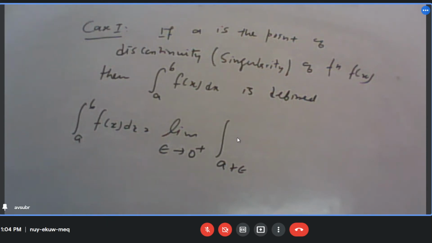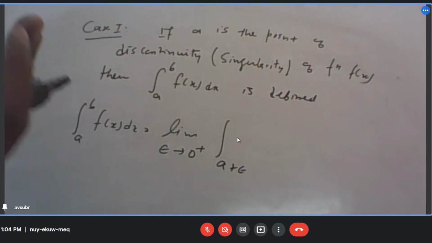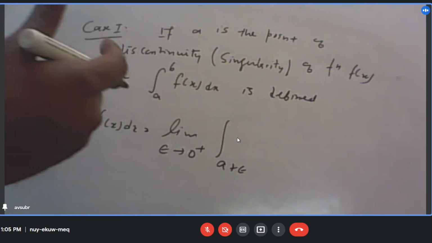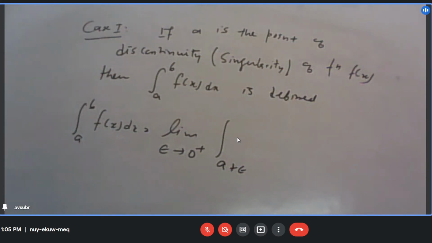You must have read this in limits, when we talk about continuity of a function, the right hand limit and left hand limit. Whether we are going in the backward direction, the left hand side, or the right hand side. Here we are going towards the right hand side, slightly more than that, and how much slightly? Infinitesimally small.